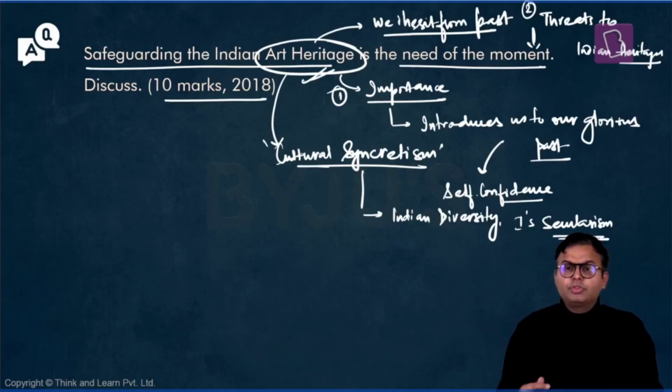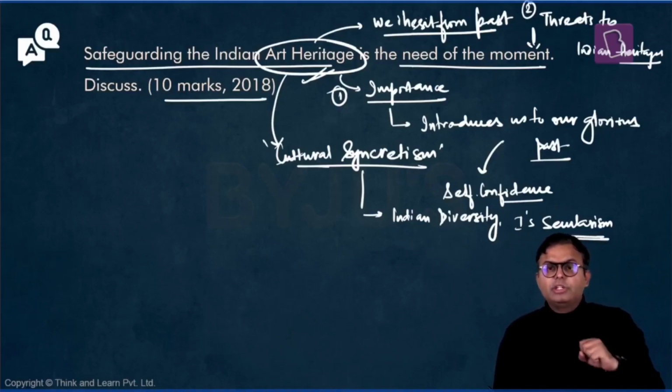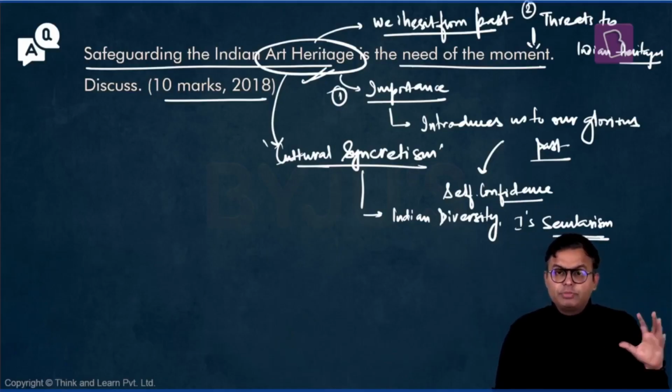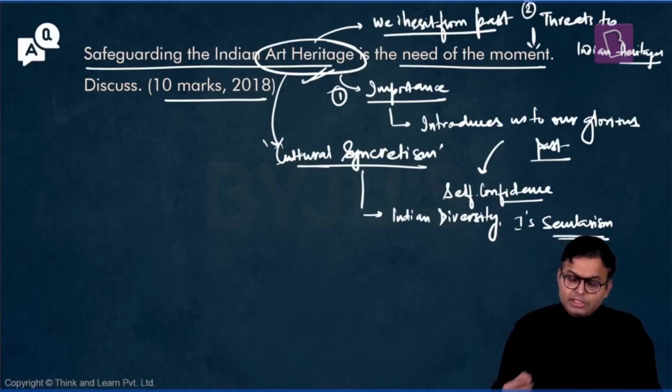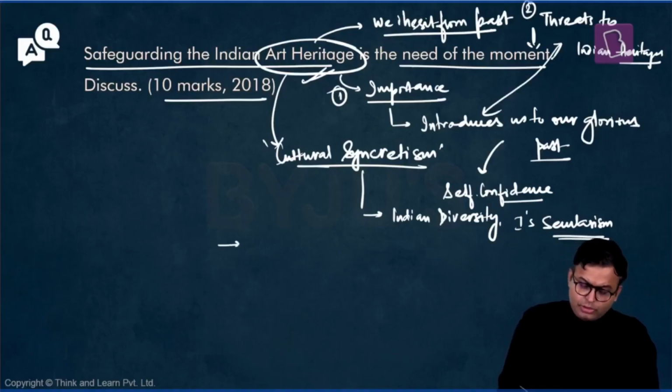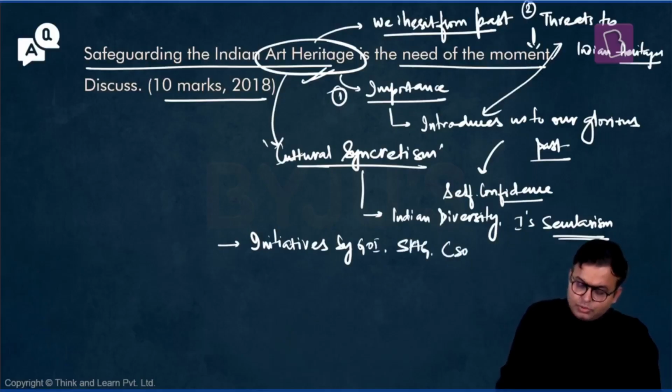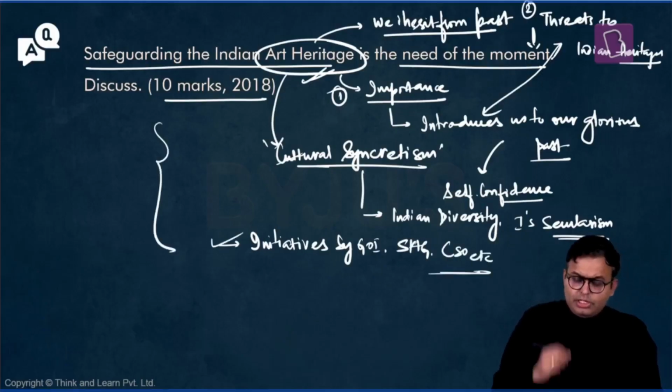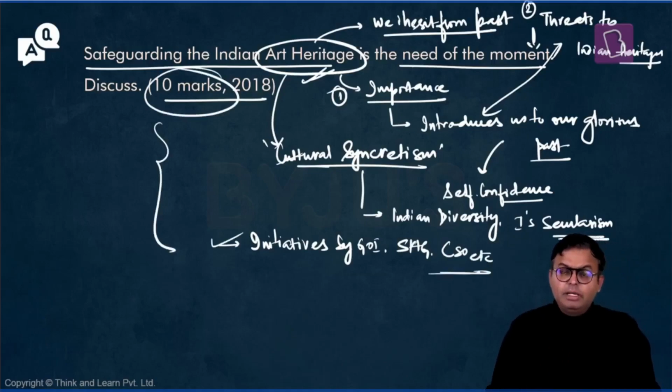And threat also because of negligence of the newer generation to the ancient art forms, cultural forms. So that is the need of the moment. So we have to connect point 1 and point 2. And at the end, in this question, you have to talk about the initiatives. You have to just briefly discuss the initiatives by Government of India, the NGOs, self-help groups, CSOs, etc. This is what your answer would be like, because it is only a 10 marker question.